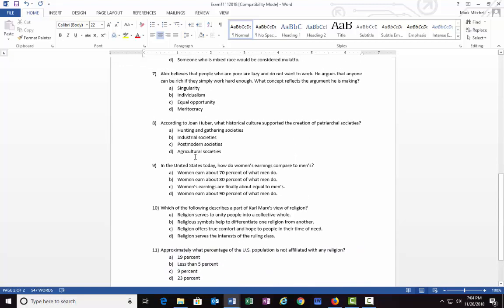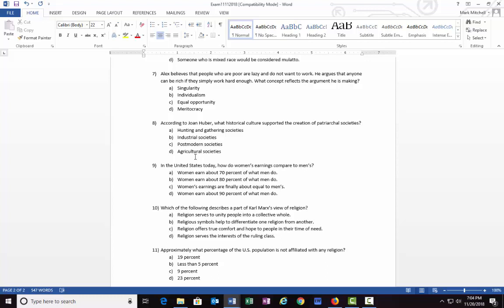Number 7, Alex believes that people who are poor and lazy do not want to work. He argues that anyone can be rich if they simply work hard enough. What concept, what term reflects the argument that is being made by Alex? Is it A, singularity? Is it B, individualism? Is it C, equal opportunity? Or D, meritocracy?